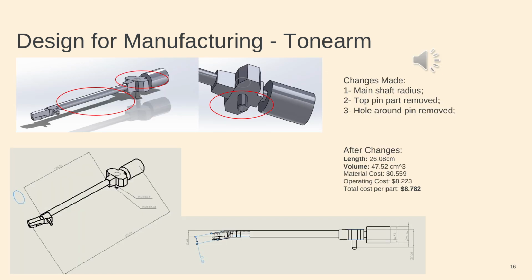Taking into consideration the changes suggested by DfM Pro, the original tone arm CAD file was modified in order to allow for a more straightforward and efficient machining process. The changes made were increasing the radius of the main shaft, removing the top pin part, and removing the hole around the bottom pin part. After these changes, we could get to a reduced total cost per part of $8.78.